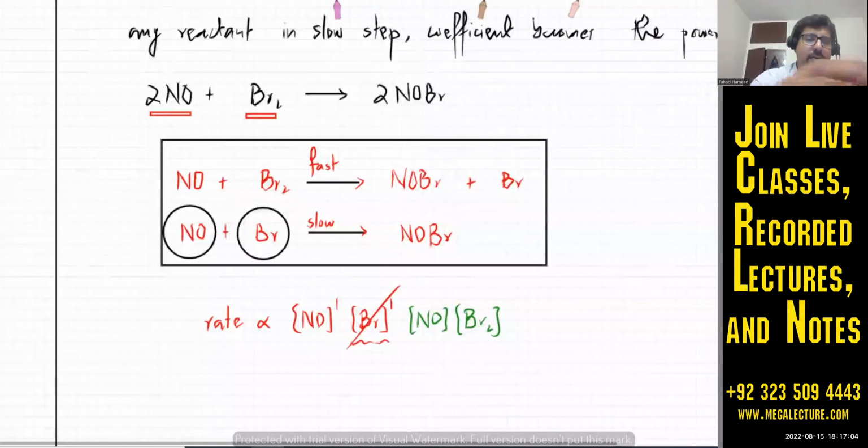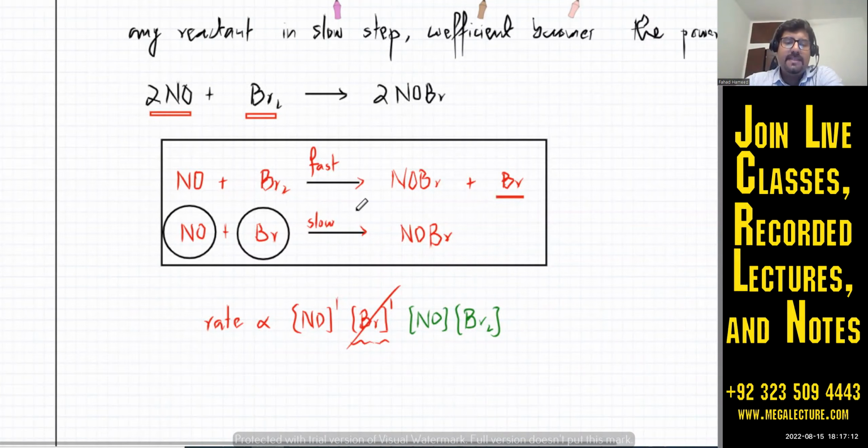Is this point clear, that we stated that rate depends on the slow step? That means rate depends on NO and Br's concentration, right? But the Br atom concentration itself depends on Br2 and NO. If their concentrations are high, then Br's concentration is going to be high. So if I say that rate depends on this one, rate indirectly depends on NO and Br2 because they actually make Br. Okay, is this clear? Did you get this working over here?